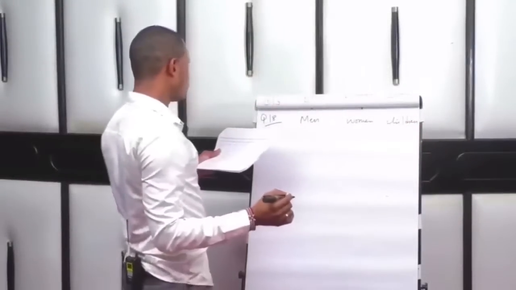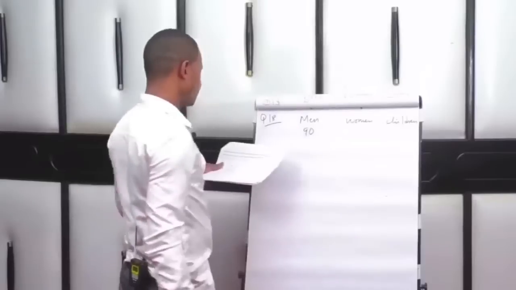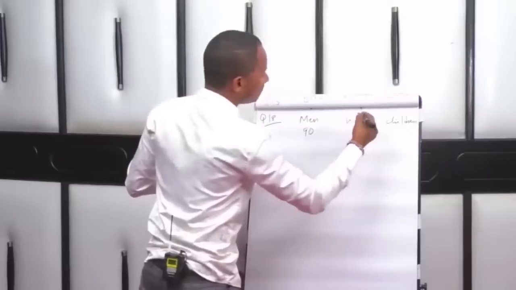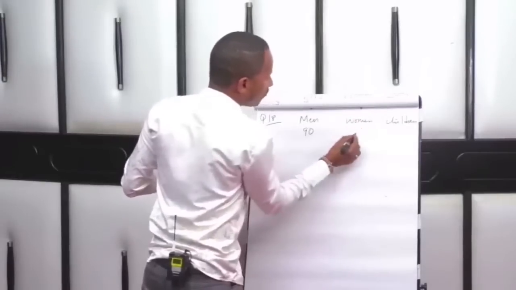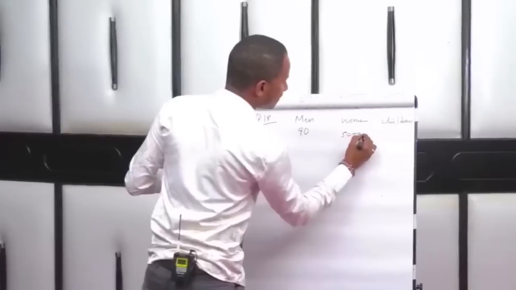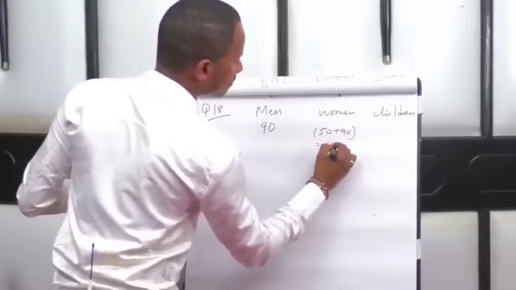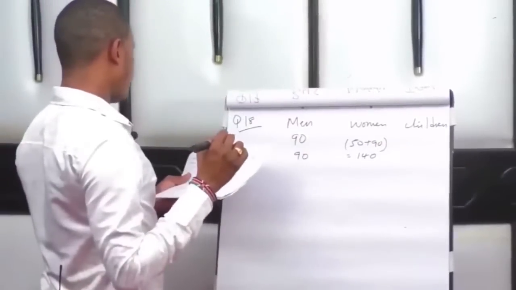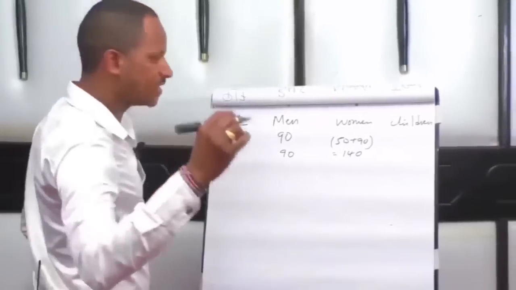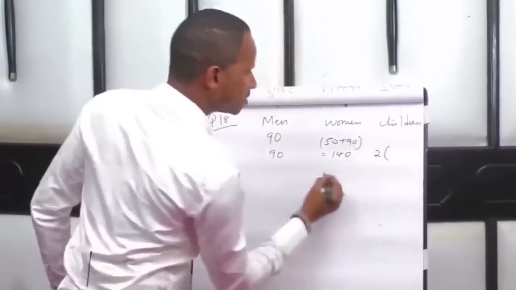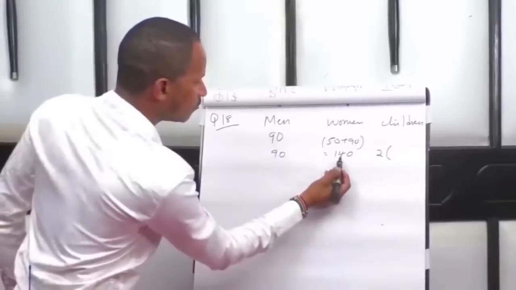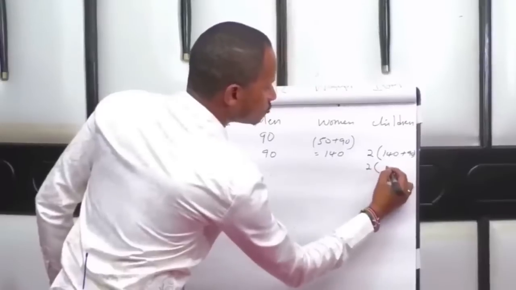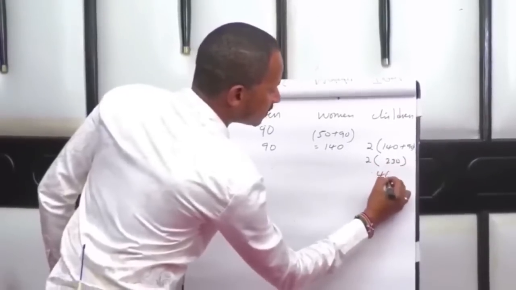So during a celebration, there were 90 men present. Then there were 50 more women than men. So if women were 50 more, which means there were 50 plus 90, which is 140. This is 90. Then, twice as many children as adults. Adults are how many? 140 plus 90, so this is twice 230, which is 460.